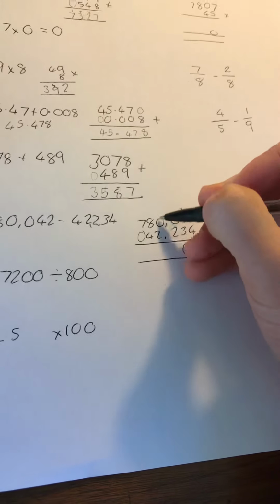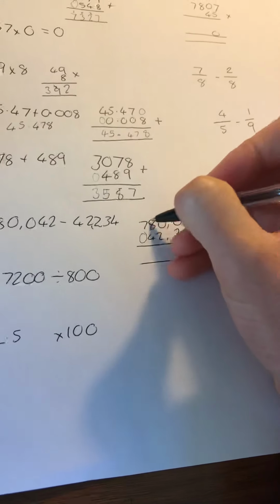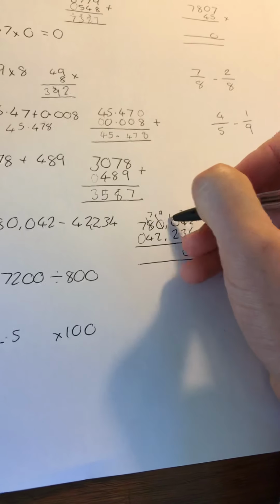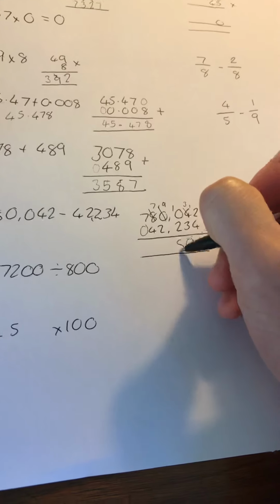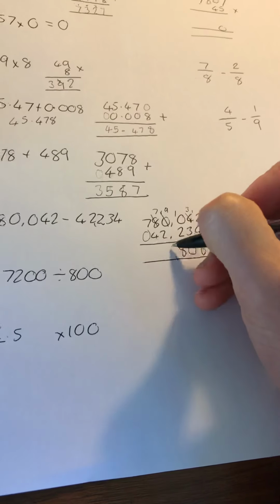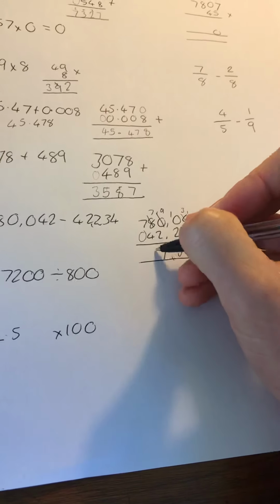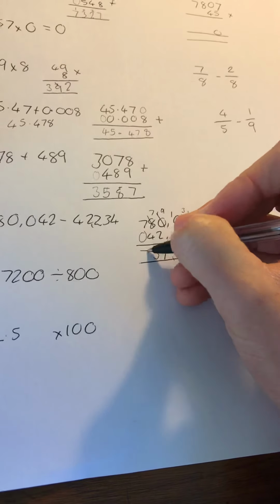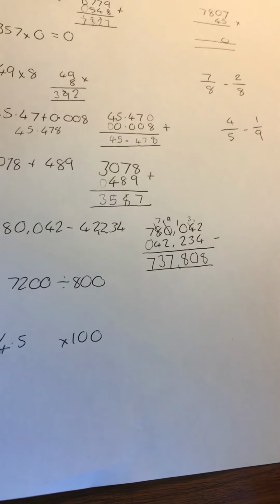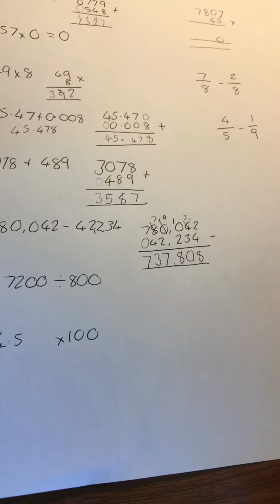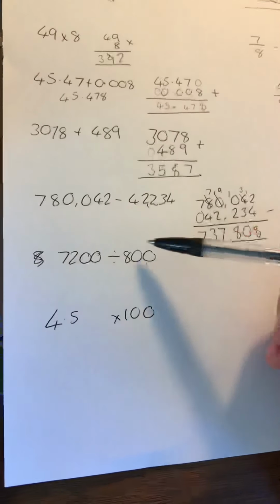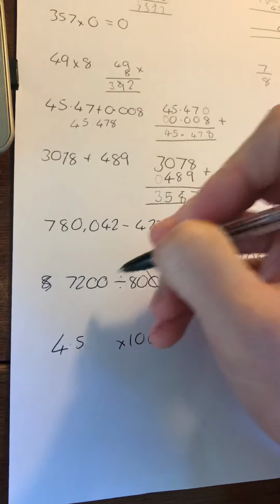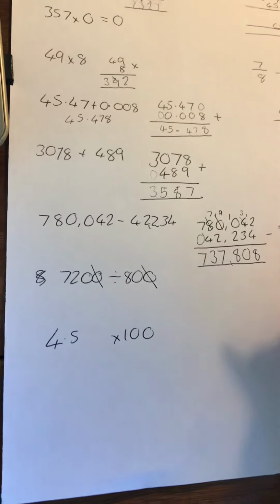0 take away, I need to do the double here, so I need to take from the 8, take from the 10. 10 subtract 2 is 8. 9 subtract 2 is 7. 7 subtract 4 is 3. 7 subtract 0 is 7. 737,808.